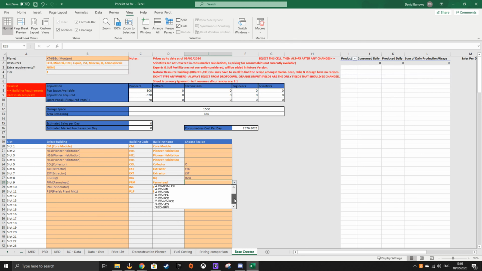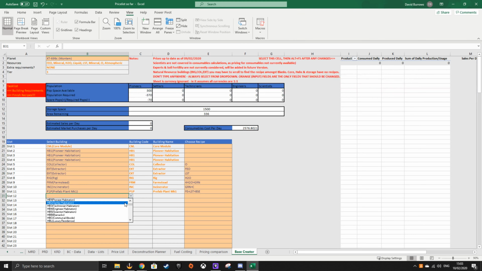Farmstead will probably make, I think grain is probably the best to use for carbon on Monton. Grain equals carbon. And we'll use Fe and LST to make BSC. That just means we need a smelter to convert. There we are, smelter. So that's a really nice basic base.